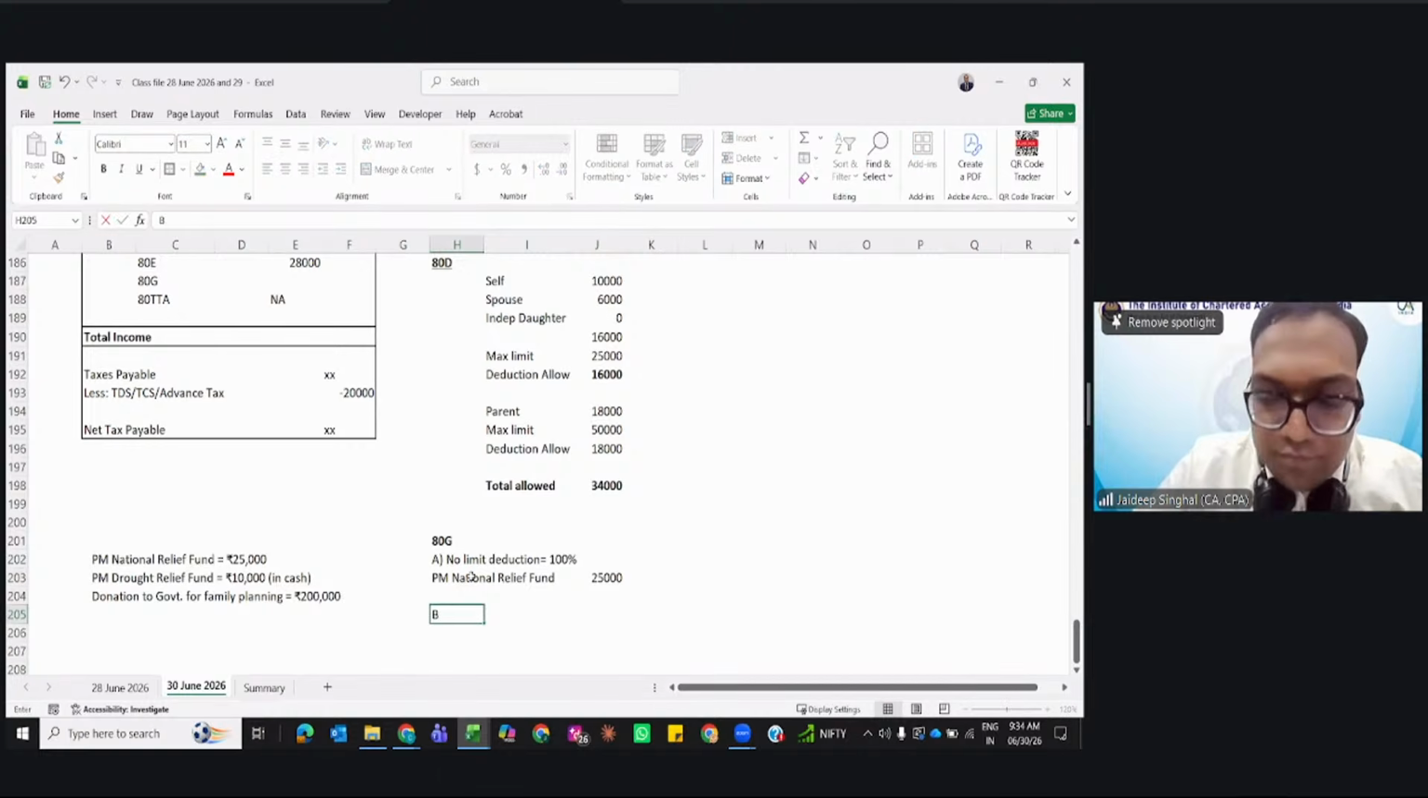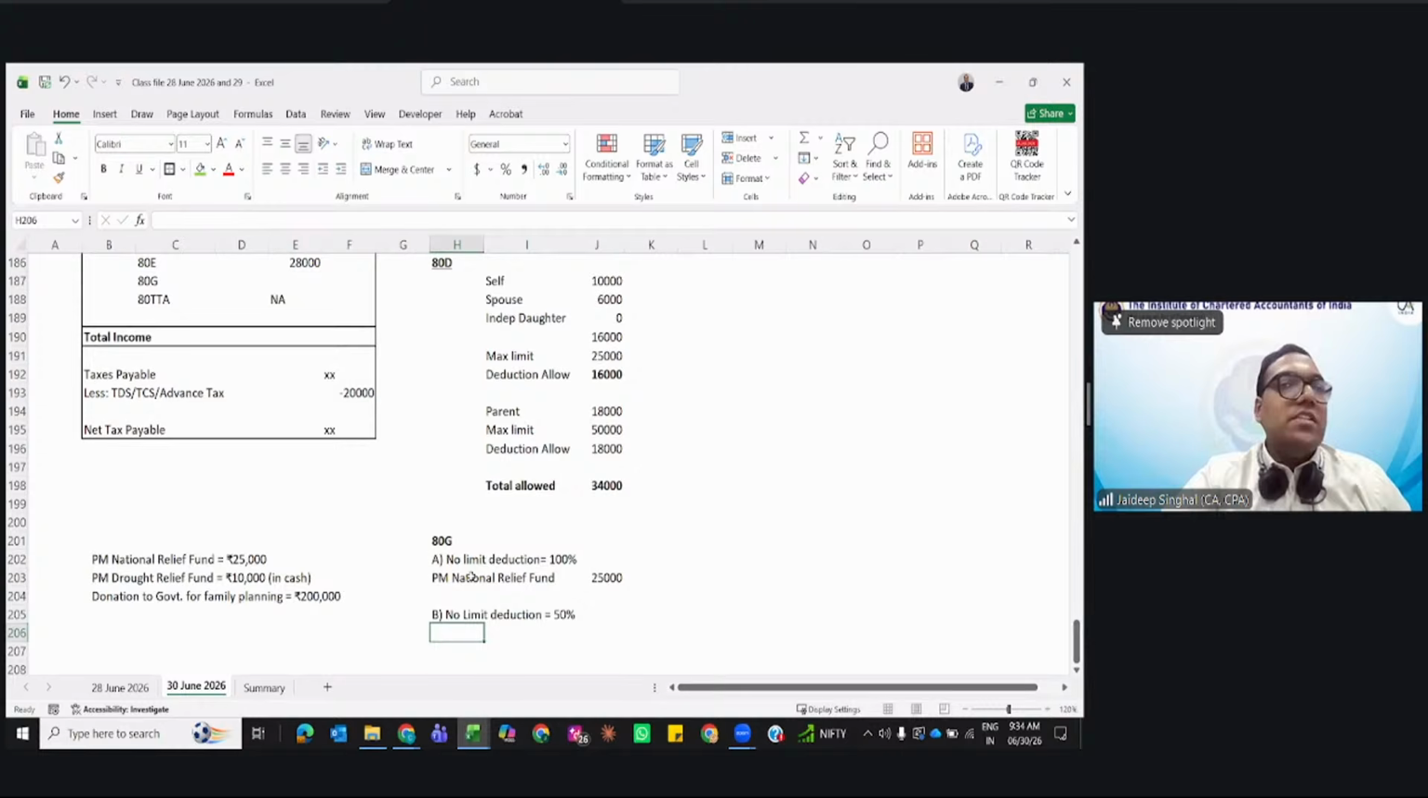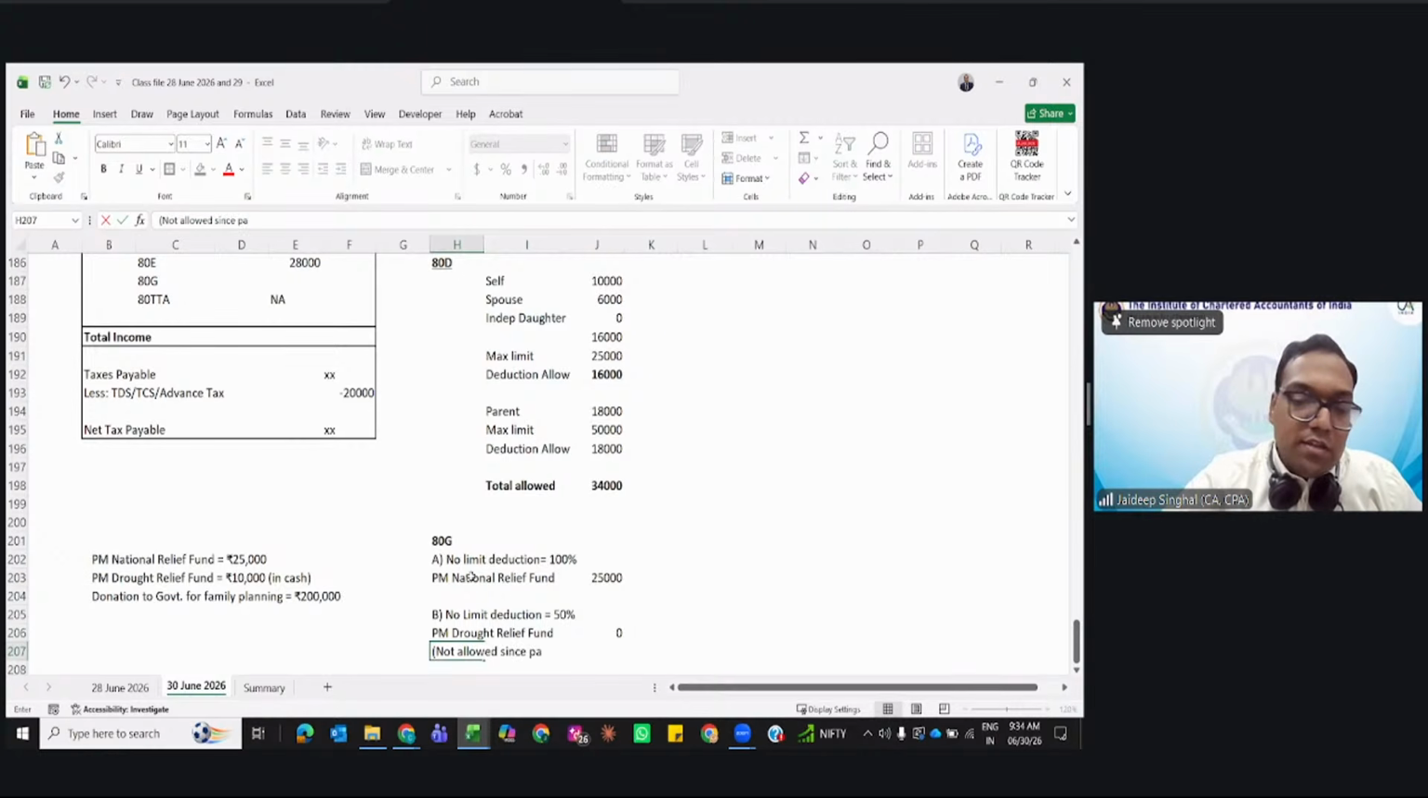Second is PM Drought Relief Fund, again no limit deduction, but that is for 50%. Drought Relief Fund is in 50%, right? But it is in cash. Is cash allowed? I said more than 2,000 should be paid other than cash. So not allowed since paid in cash.